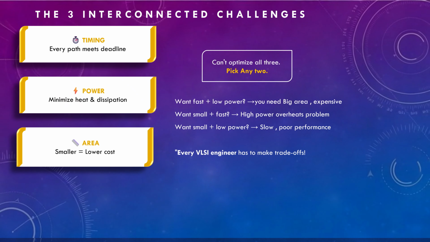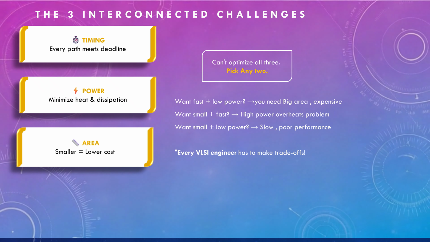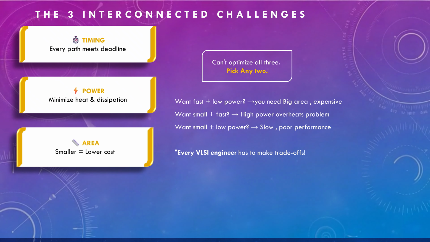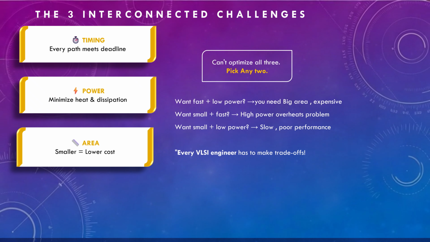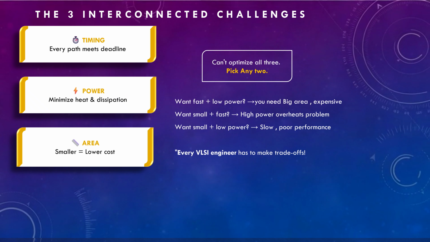Mobile chip, prioritize power and area. Battery life matters. Server chip, prioritize timing and power. Performance and cooling. IoT device, prioritize power and area. Tiny, long battery. Understanding this triangle will make you a better designer.